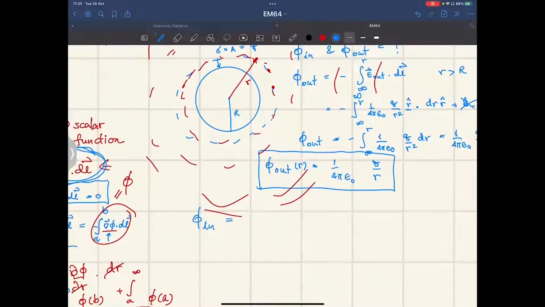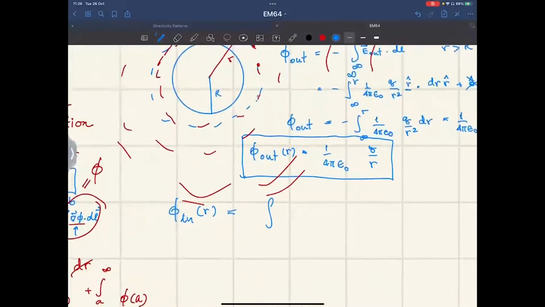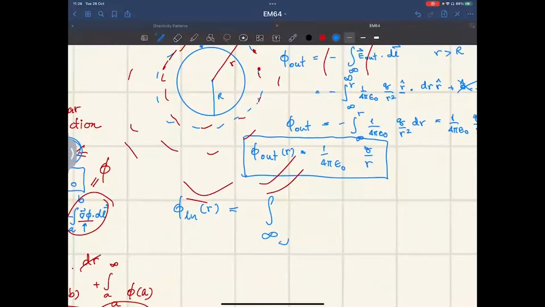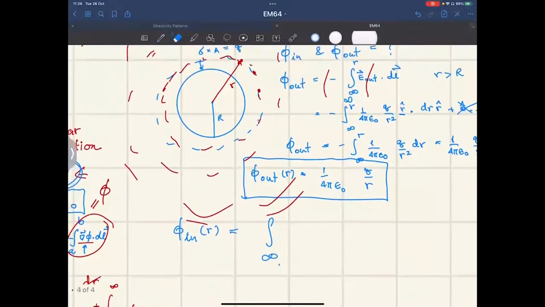Okay. It depends on R also. Equal to what? Minus, not minus infinity, it's infinity. Why do I keep saying minus? Okay, it's minus here, and to R here. But this R must be inside. Okay, this R has to be inside. It can be any R here.